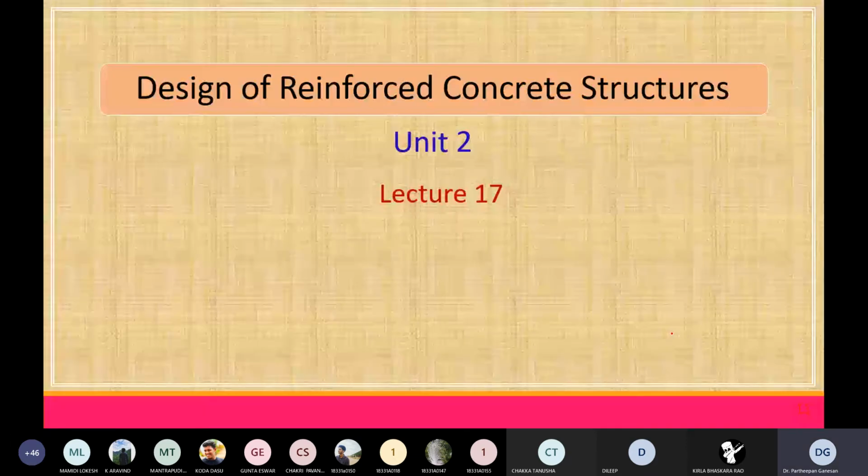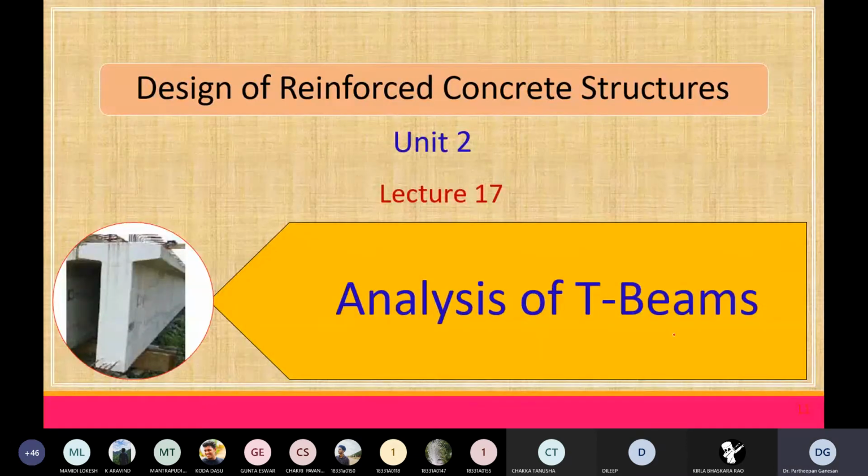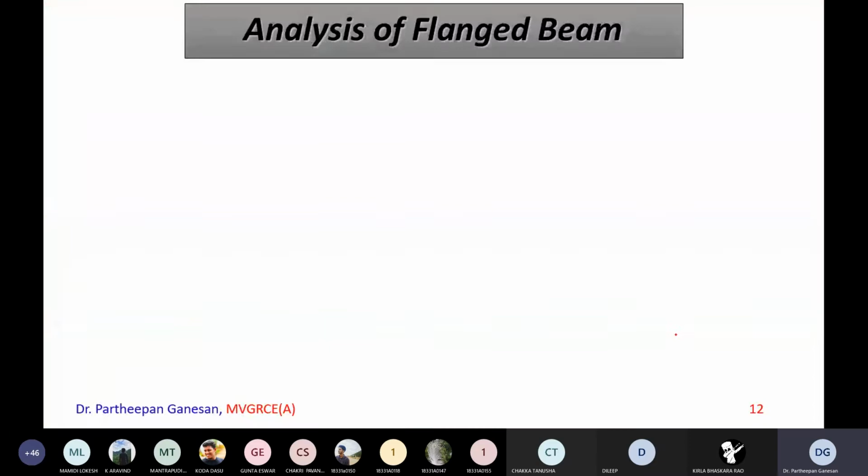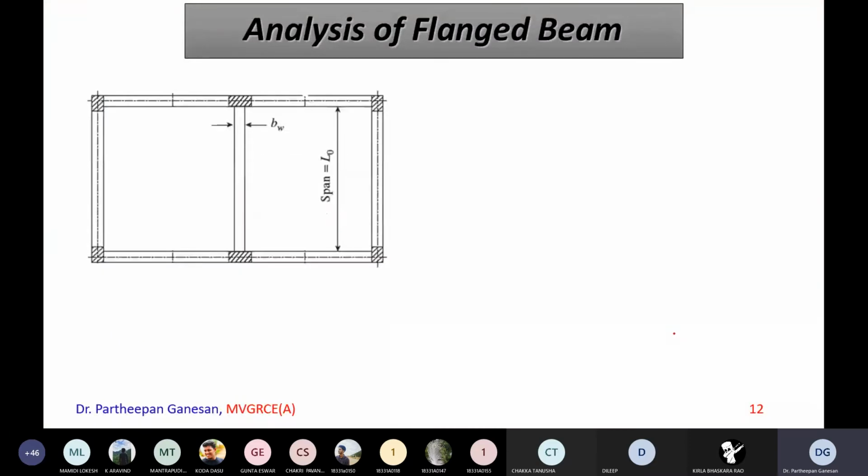So, lecture 17, analysis of T-beams. As I discussed yesterday, in a frame structure, this is the plan of a building or a room, where I have drawn a plan here. This is one end beam, and this is another end beam. This is the intermediate beam. This is a long side end beam. This is also another long side end beam.